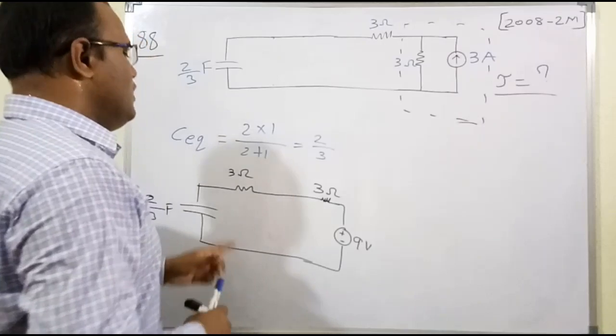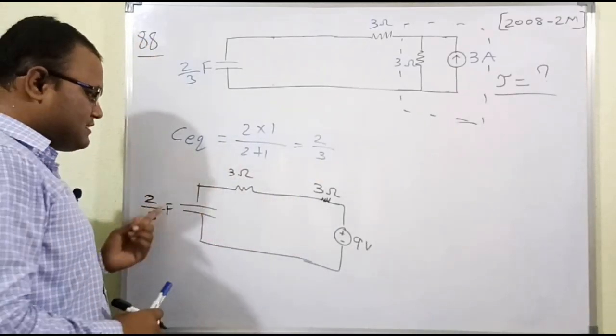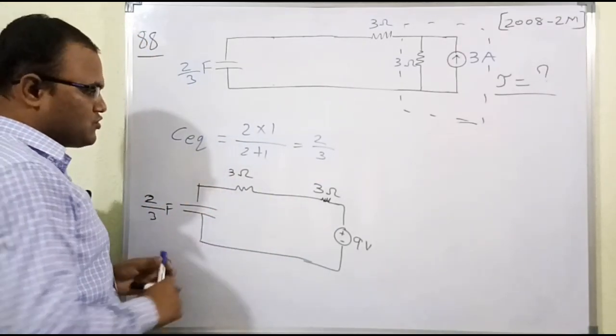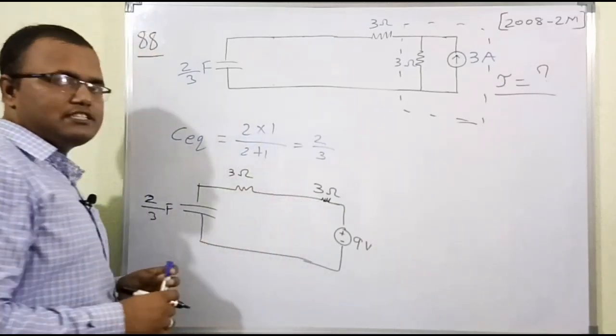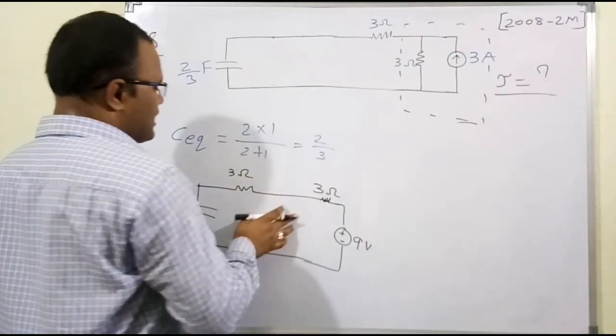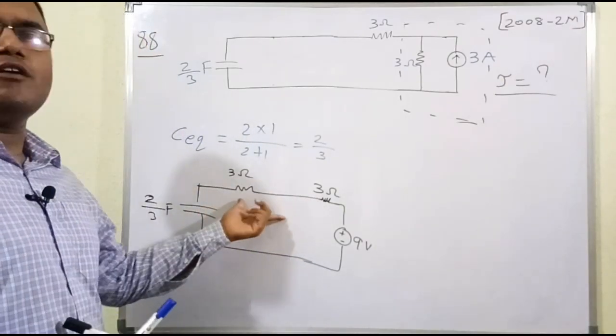So now this circuit can be seen as an RC circuit. As the two resistors are connected in series, whenever two resistors are connected in series, the net resistance is the sum of the individual resistances.